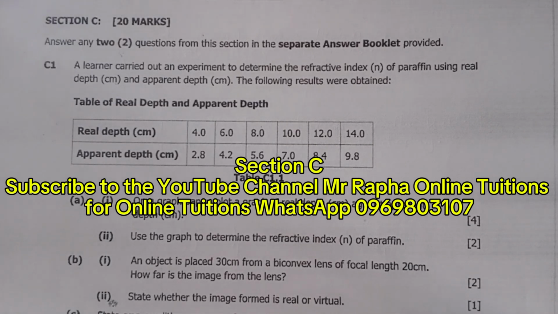Section C: answer any 2 questions from this section in the separate answer booklet provided. So how do you choose the questions from this section? You have to choose the questions where you're going to score more marks. You go through the questions, tick the questions that you know you can answer properly, then count the number of marks, then choose those two questions where you will score more marks.